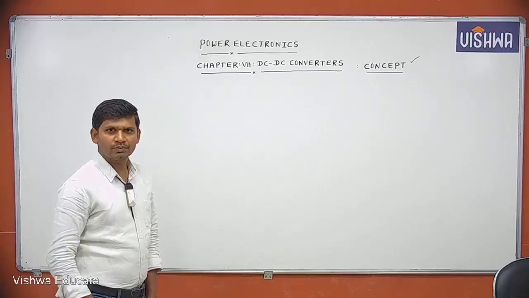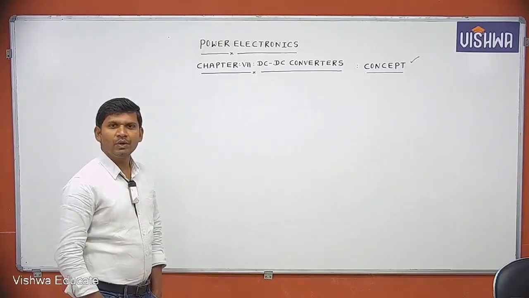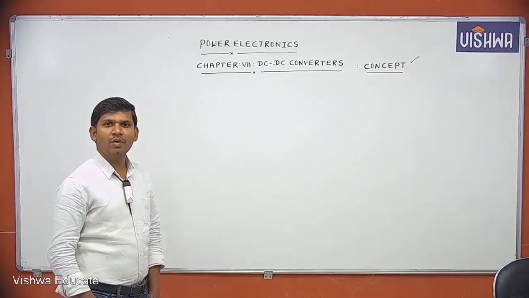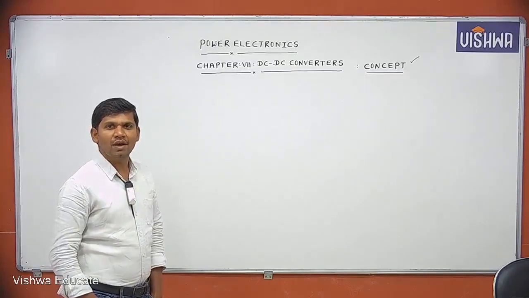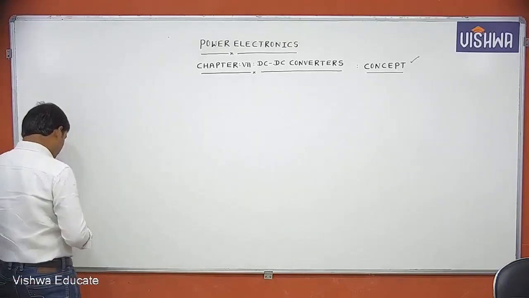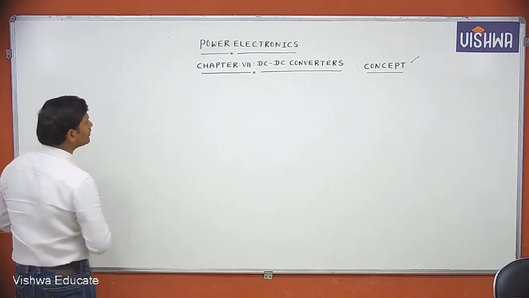Here I want to discuss the remaining two commutation techniques, that is Class D commutation and Class E commutation. So that you concentrate first, we will start with the Class D commutation. It is also called complementary commutation.